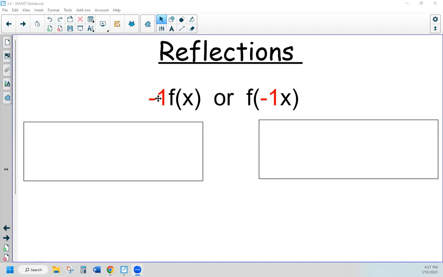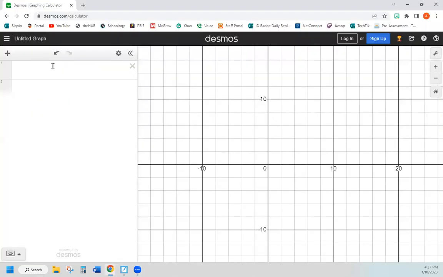And I'll show you right now in Desmos why the number doesn't really matter with what we're talking about right now, but just the negative. So we're going to talk about what it looks like when we multiply, once again, the f of x, meaning the whole function, meaning y. What happens when we multiply y by -1, or what happens when we multiply the x directly by -1. So without further ado, let's go ahead and jump into Desmos.